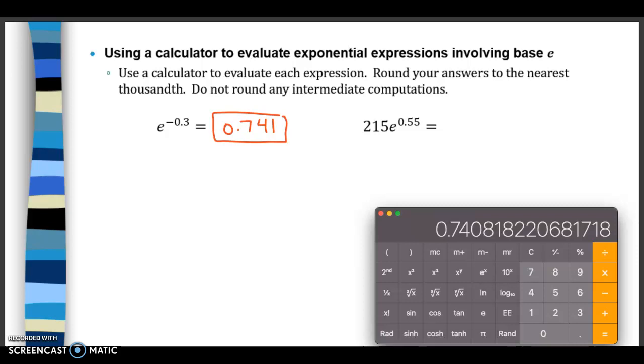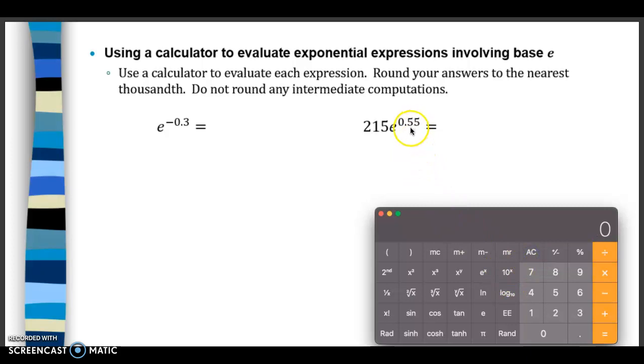Okay, now about the next one. For this one, we need to do it kind of a little backwards as well. So we take the 0.55 and then we take e to that number. So what we just found is the e to the 0.55. And then we have to take 215 and multiply by that. So we're going to take this and multiply by 215.